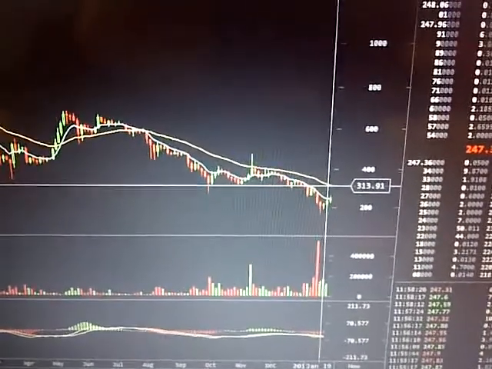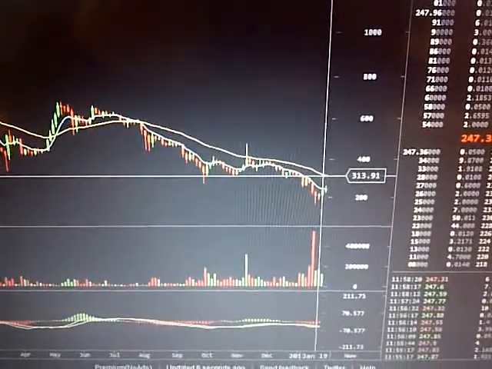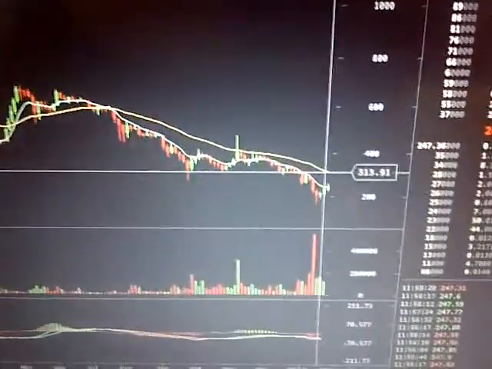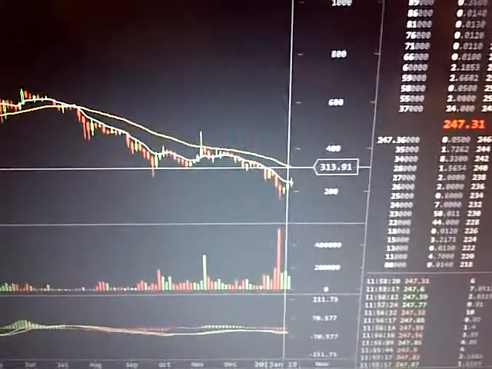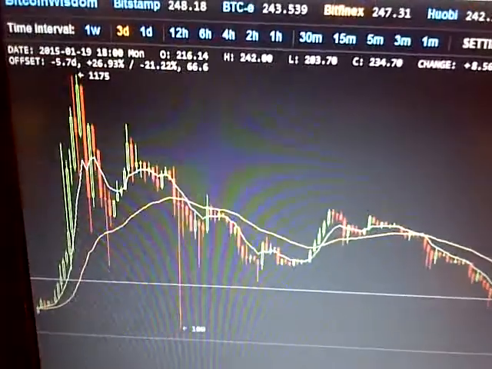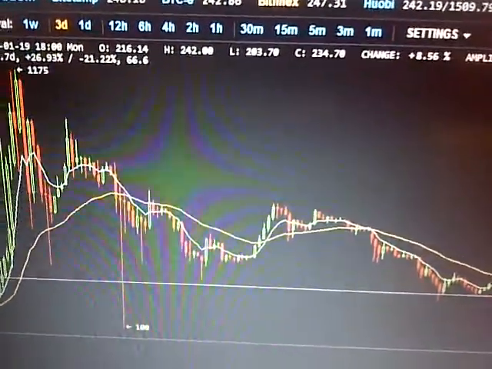But that's what I see, and that's what I remember when I said 300. But anyways, never mind. And so there's the overall chart analysis. If you pull back to a 3-day, see right here, 3-day on Bitfinex.